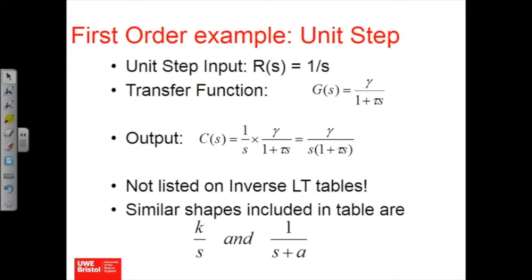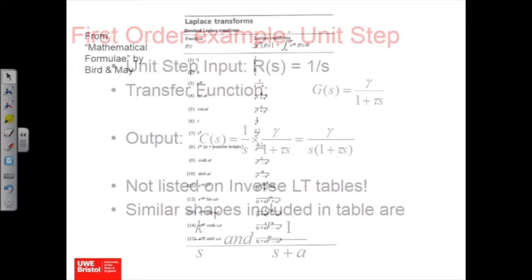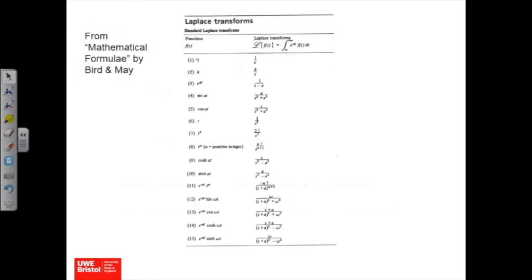So we need to apply partial fraction expansion to these expressions to split them up into a shape that is available in there. Are there other methods? Yes. Go and find a book with a more extensive set of transforms. Okay, because no two information books will have the same table. They'll be different.